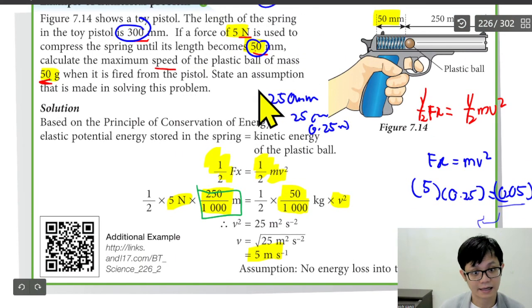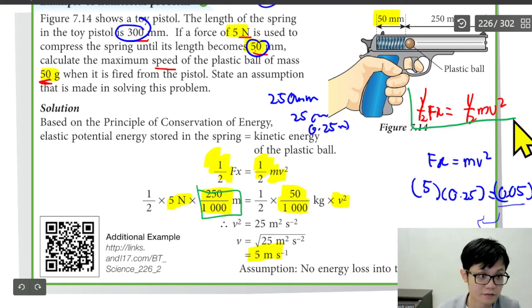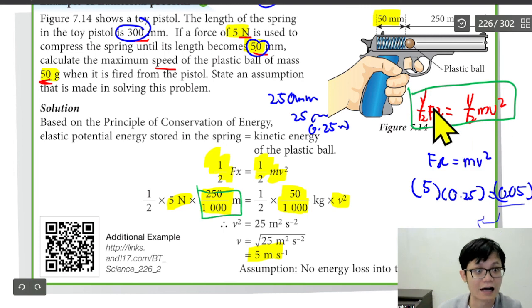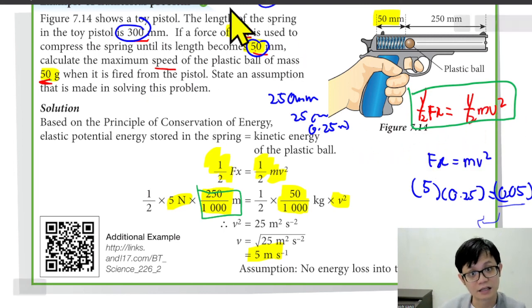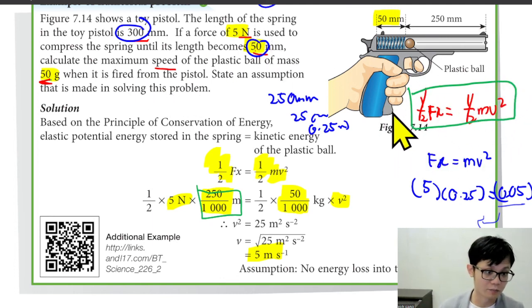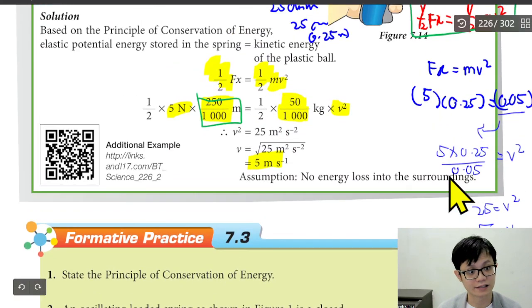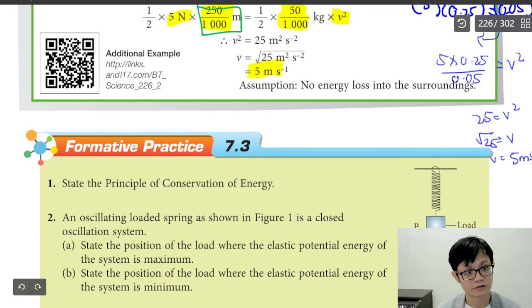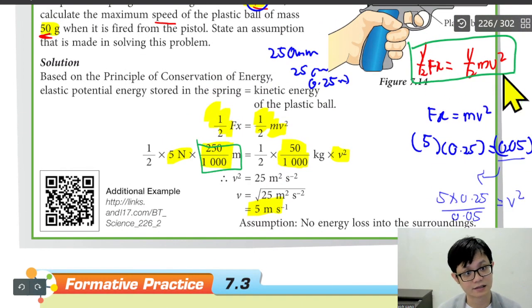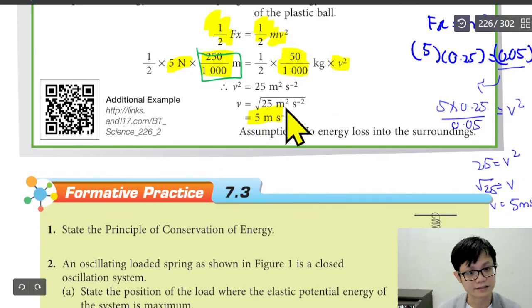Can understand? The first thing that you need to know is this one: half Fx equals half mv squared. How do I know to use this? We got the question, you need to read the question and estimate. Then you get this formula. After the formula, you do it, you get the answer, which is actually 5. So the first step is to get the formula. You need to read the question. Not easy, this question is not easy.